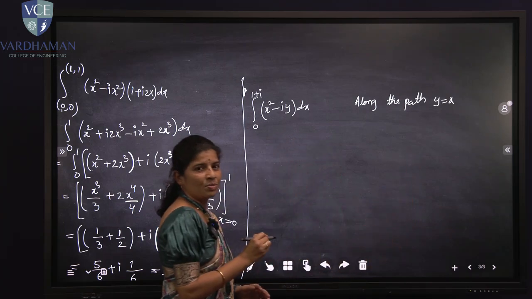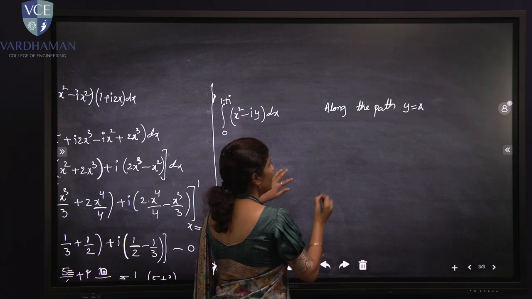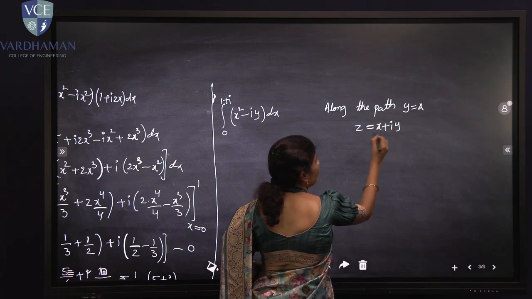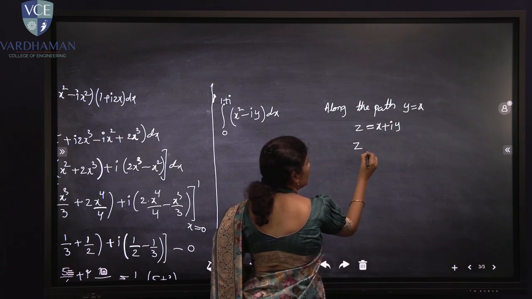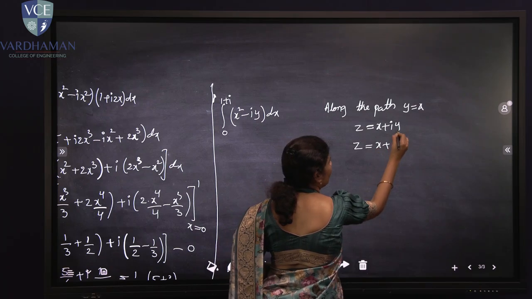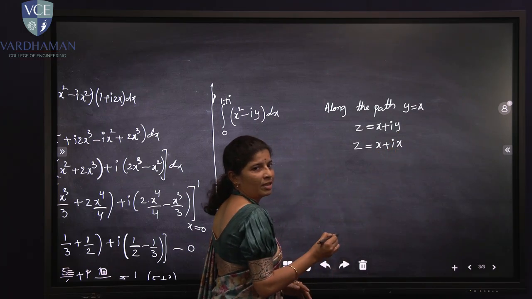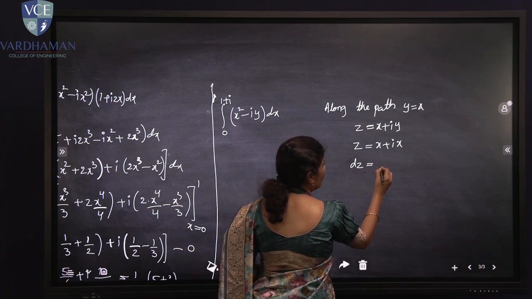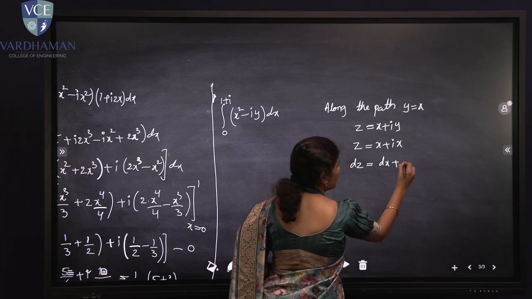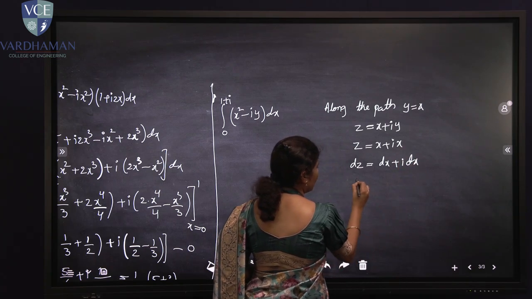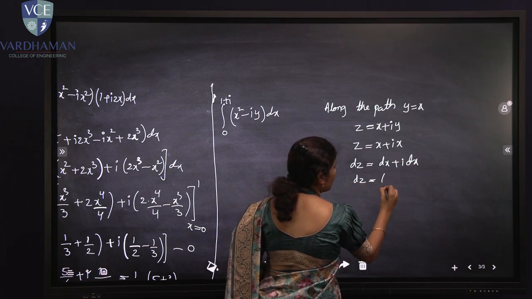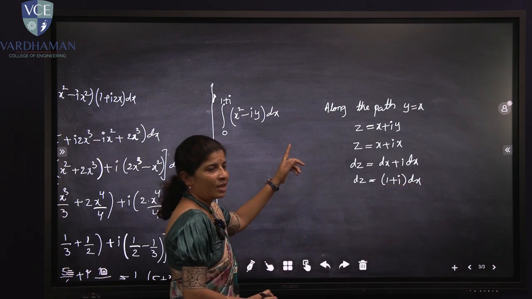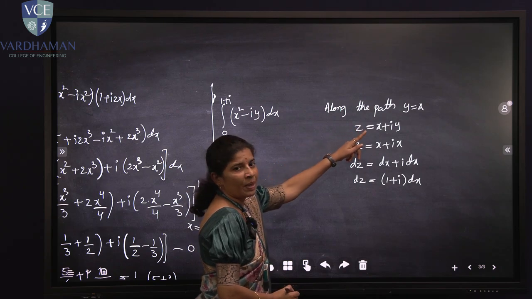Along the path y equals x means we are converting the total z plane. Here we have the z value, x plus iy. We convert this z in the form of x by substituting the y value as x. Now I consider dz, the derivative of z with respect to x, that is dx plus i dx, and if we take the common dx, we get 1 plus i into dx. We are converting this integration along the path y equals x.